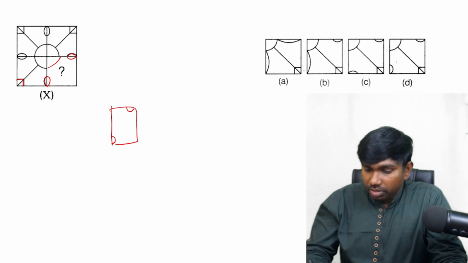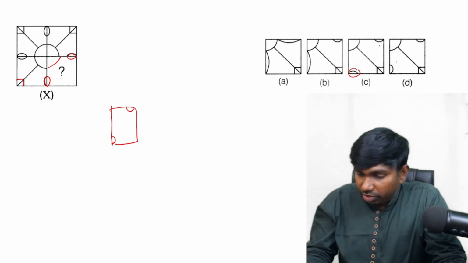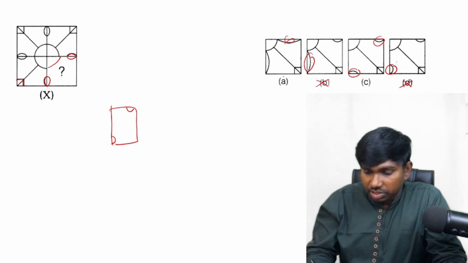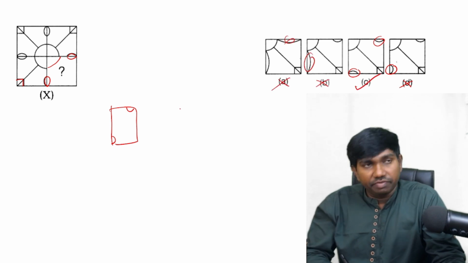half curve. Bottom left half curve and top right half curve, and here it is not in the same location. This one is not in the same size, and these two also not in the same size. So the answer is figure C.